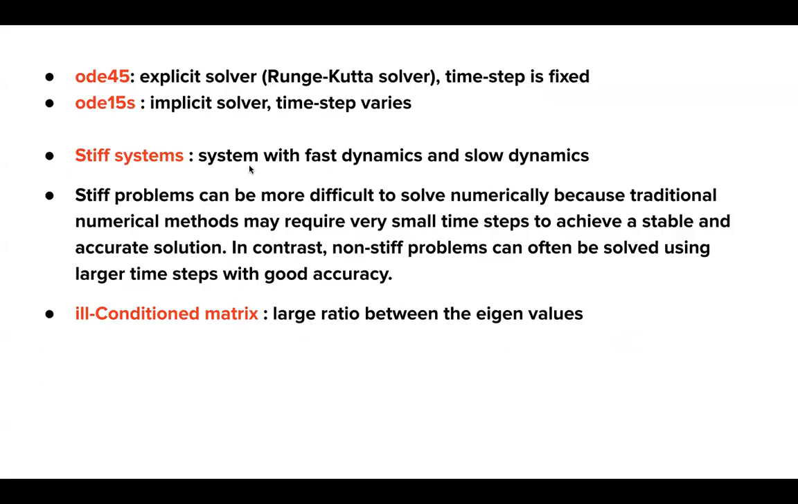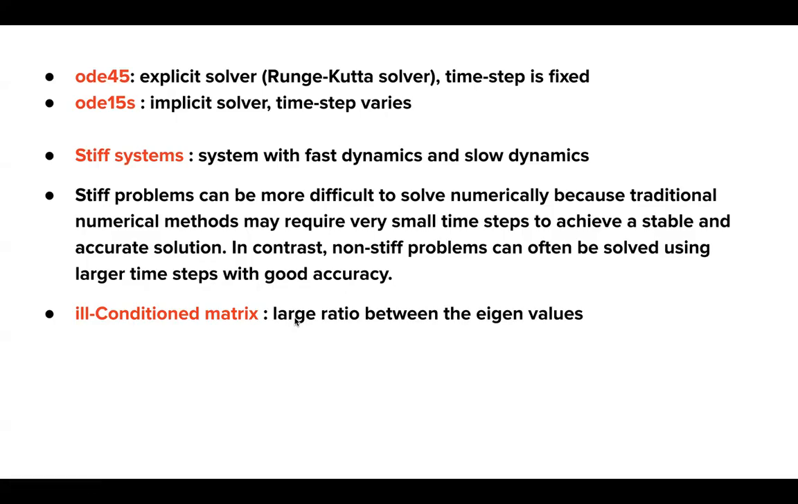Now, this system has two kinds of dynamics. One is a fast dynamic and one is a slow dynamic. Stiff problems can be more difficult to solve numerically because traditional numerical methods may require very small time steps to achieve a stable and accurate solution. In contrast, a non-stiff system can often be solved using large time steps with good accuracy. And so now, the ill-conditioned matrix.